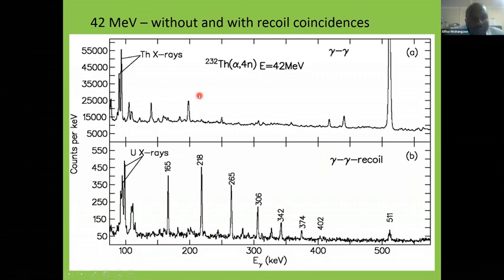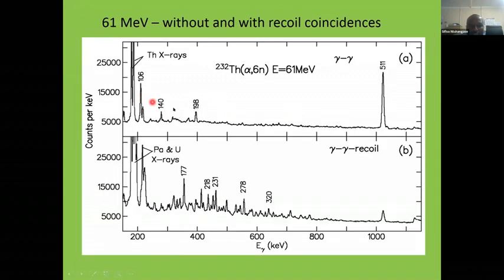So now, these are the results we get. When you do gamma without the recoil detector, you don't see the uranium evaporation residue. But when you switch on the recoil detector, you see the uranium lines. They are very much visible. So this was a good indication that our recoil detector is working perfectly.